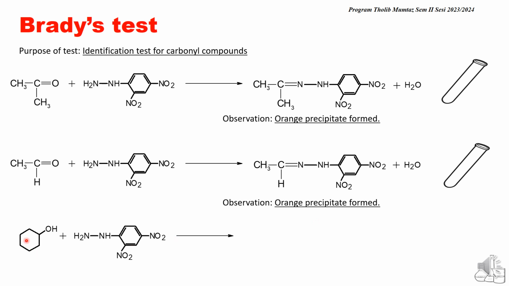The next structure, you are given an alcohol, which is not a carbonyl. So alcohol reacting with Brady's reagent will undergo no reaction. The observation should be that there will be no orange precipitate formed.